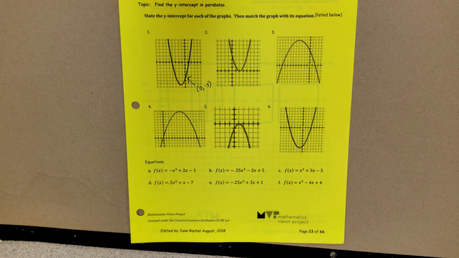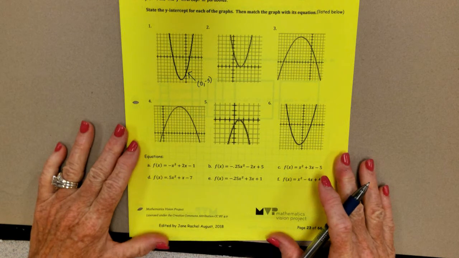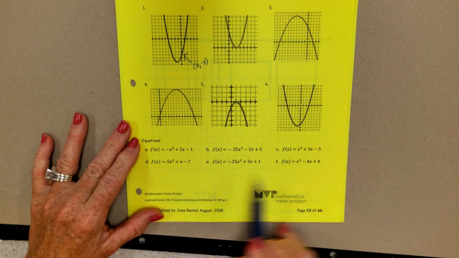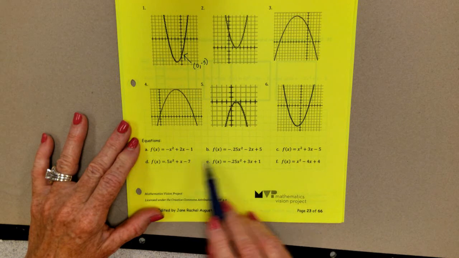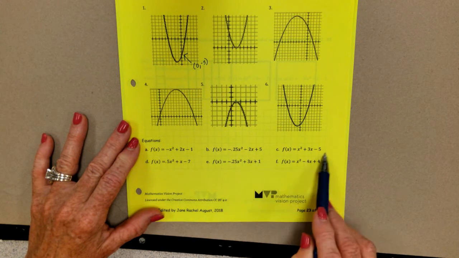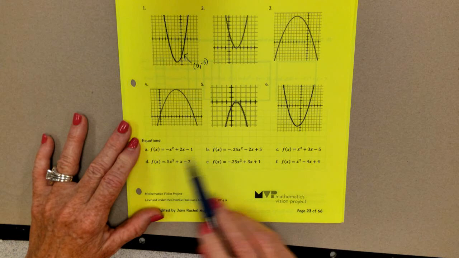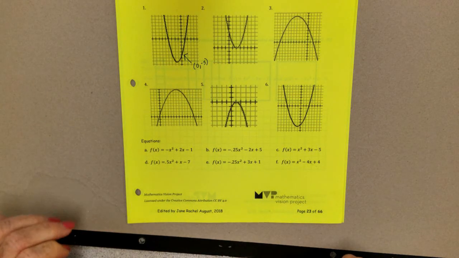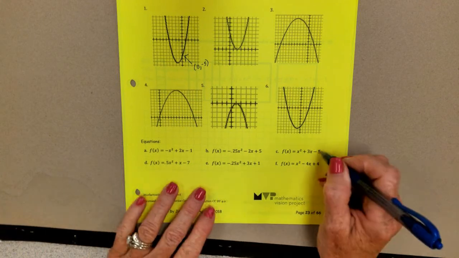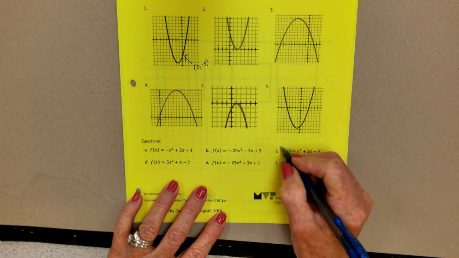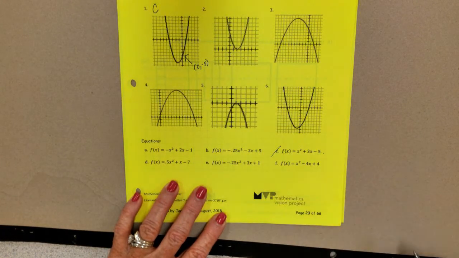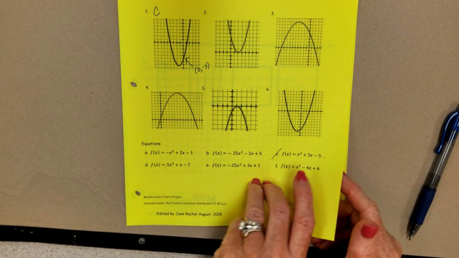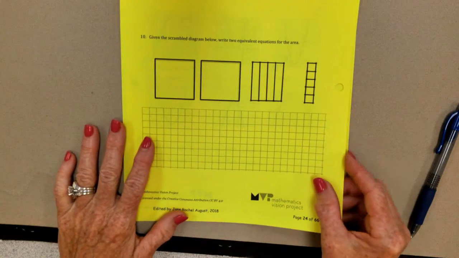Now Mr. Ram talked to you about this on Friday: in finding a y-intercept from an equation, all you have to do is look at the last number, the constant. Which is the only one that has a negative 5 constant at the end? That would be C right down here. So 1 is C. I did the first one for you. All right, page 2.